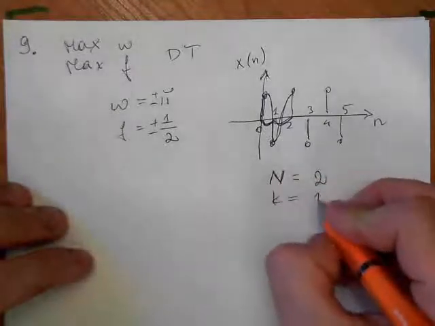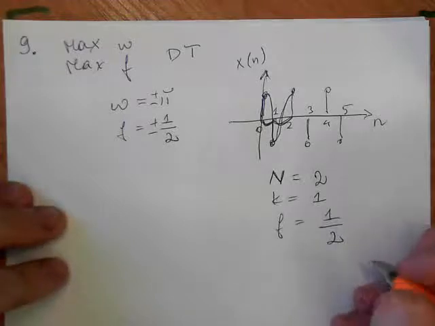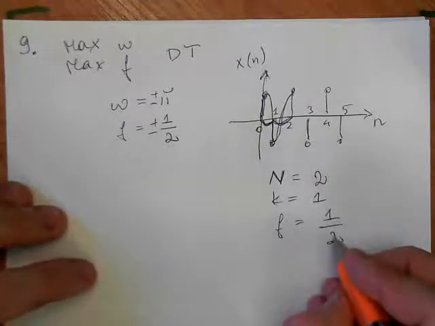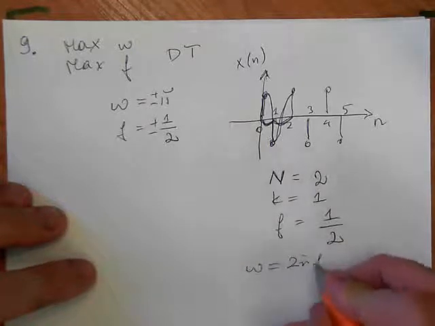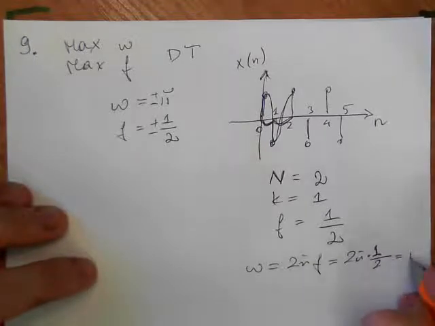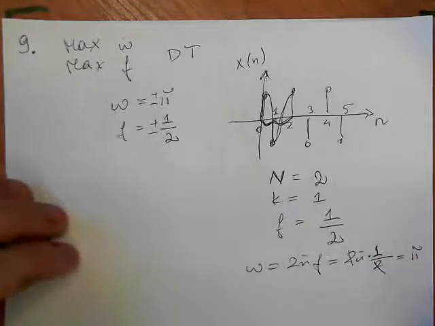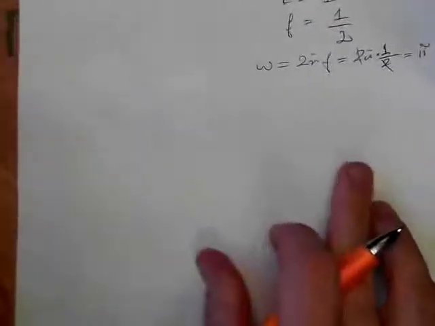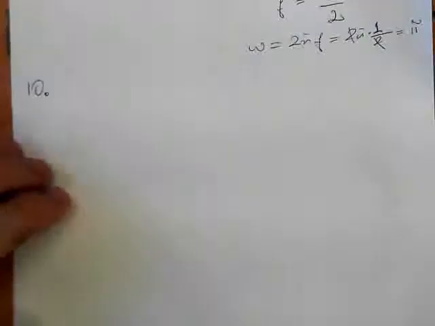So we have k is 1, so f is 1 divided by 2. So f is a half, so omega will be 2 pi f. So 2 pi times a half, and it is pi. Yeah, because these cancel each other. Okay, now let's go to 10. What is 10?